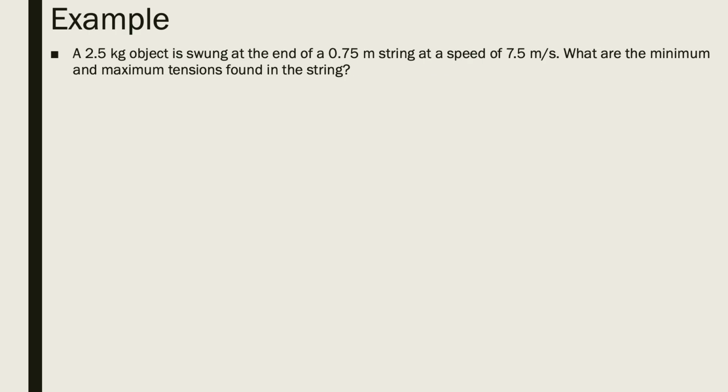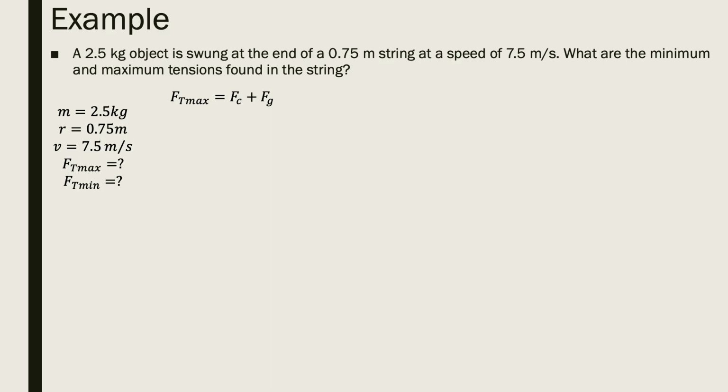Okay, next example, we have a 2.5 kilogram object being swung at the end of a 0.75 meter string at a speed of 7.5 meters per second. We only know what the minimum and maximum tensions in the string are. So essentially, we have our mass, we have our radius, we have our speed, and we only find the maximum tension and minimum tension.